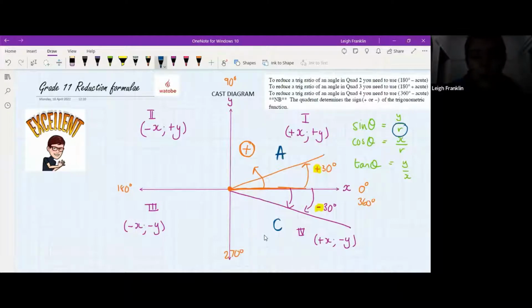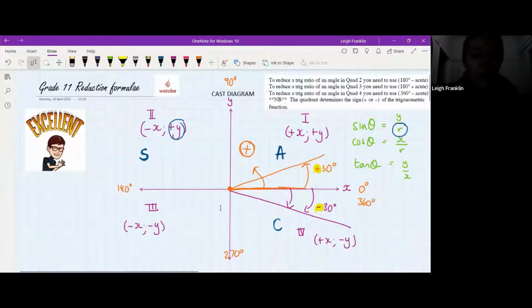Then when it gets to quadrant number 2, this is where we put an S, okay? And that's because only sine theta is positive in quadrant number 2. That's because Y is positive. Okay, so we've got a positive Y over a positive R, which gives us a positive ratio in quadrant number 2 for sine theta. X is negative, so that means that cos theta and tan theta would be negative in quadrant number 2.